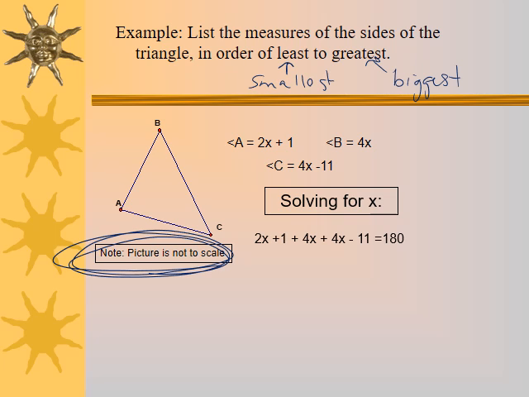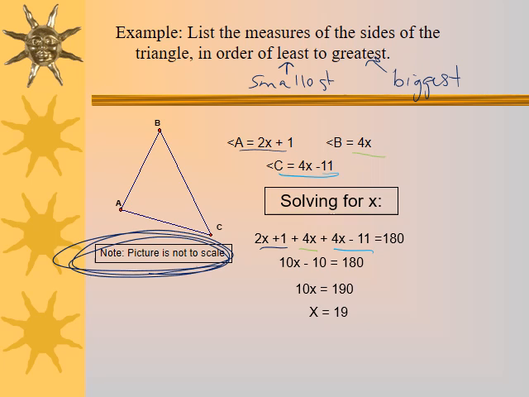We're going to add all three of these together. We're going to have A plus B plus C, and we're going to add them up to be 180 degrees. We're going to combine our like terms, so 2x plus 4x and 1 minus 11 to get 10x minus 10 equals 180. We're going to subtract both sides by 10 to get all the numbers on one side, and then we're going to divide both sides by 10 to get x by itself, to get x is 19.